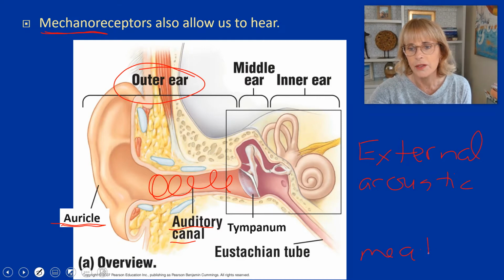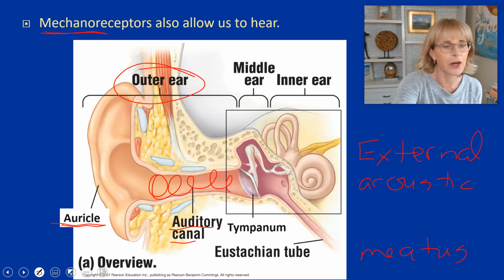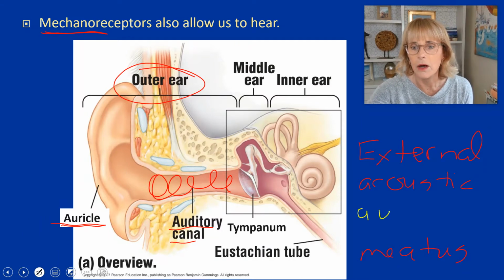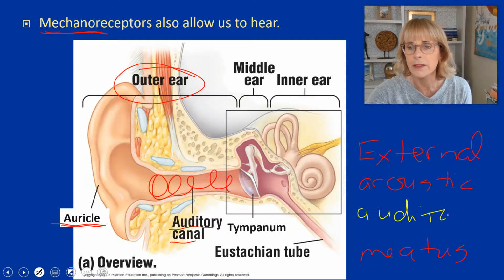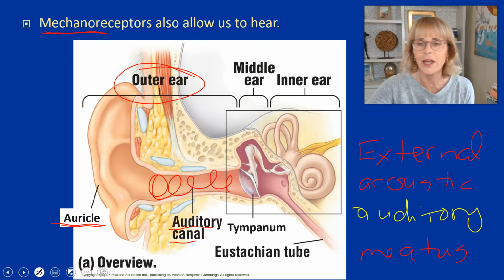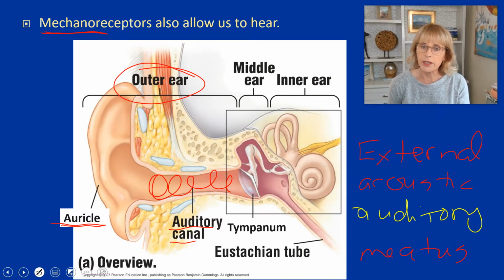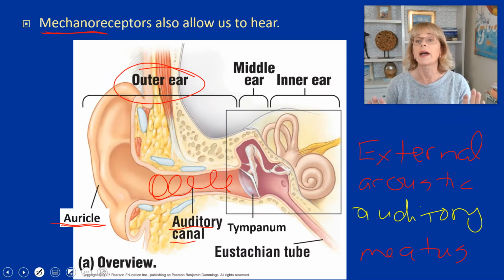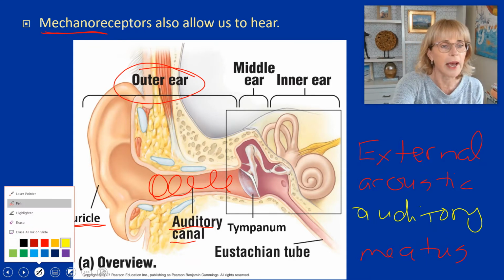The reason I wrote that way down there is it's got a third name, the external auditory meatus. Okay, so auditory canal, external acoustic meatus, or external auditory meatus. I accept all of those. Right? Now, this is the outer ear.